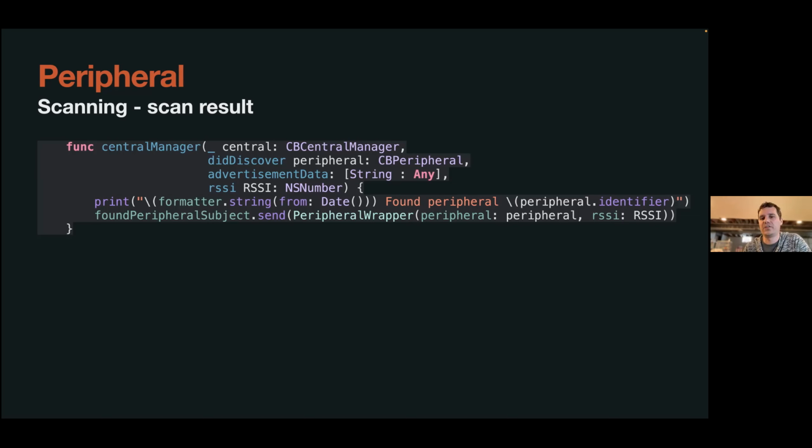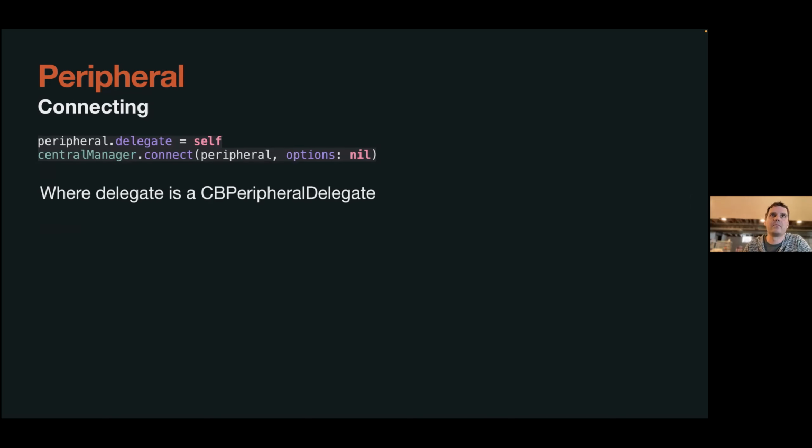I should say, I created this peripheral wrapper, and that's because the peripheral itself does not contain the RSSI value. The RSSI value is separate. So I just created this wrapper object that contains the peripheral and the RSSI. So now you've scanned for a peripheral and you've found some, presumably. So you can go through and you probably would want to connect.